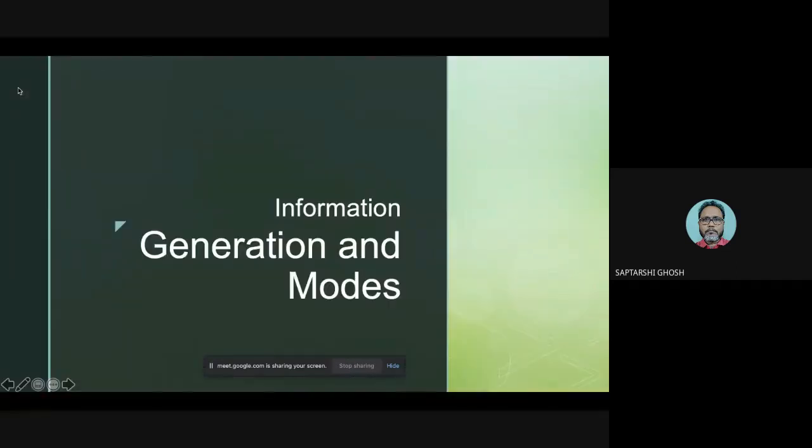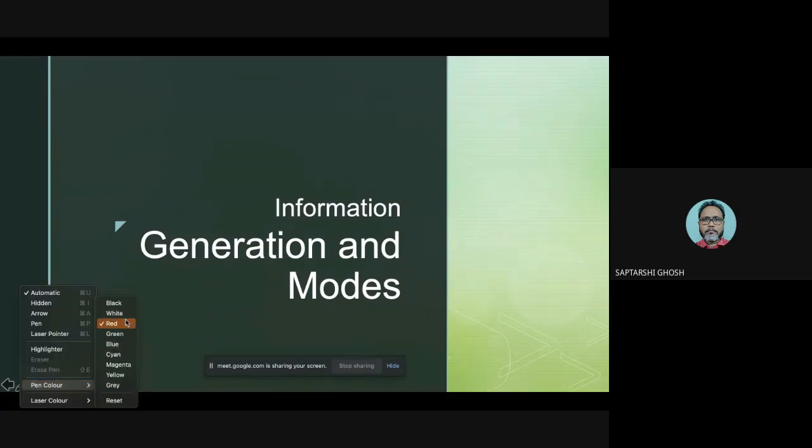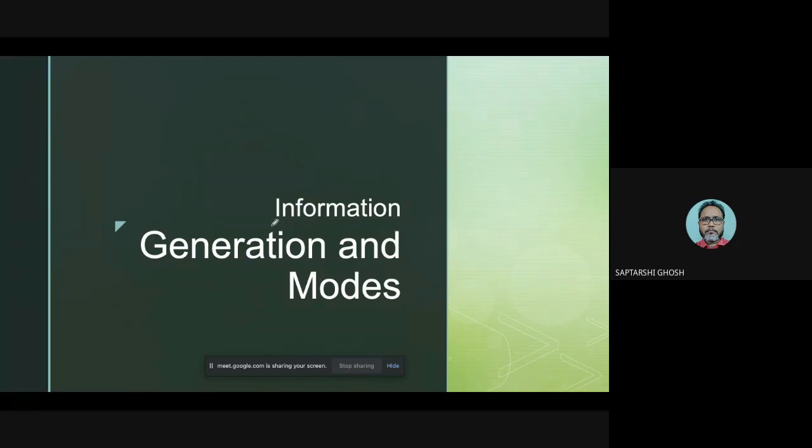That is the first topic, information generation and different modes of information. Now, there is a catch with this: the information it's having, and then the concept of generation, and then the concept of modes. So first thing is, what is information? The first and most important thing is the information.